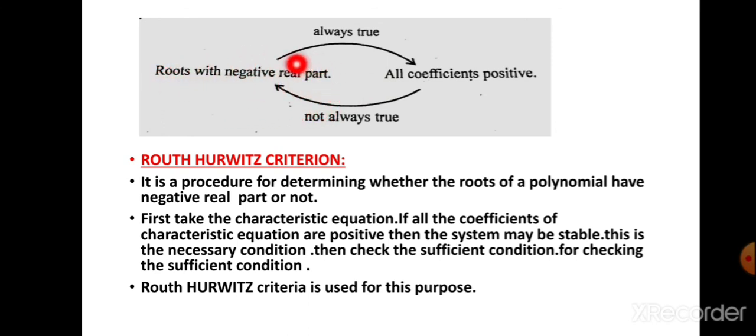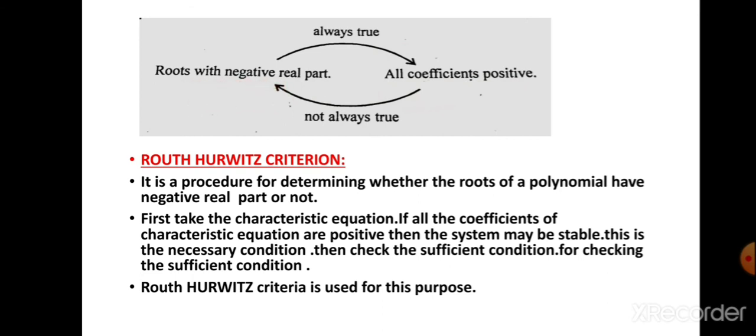So this is the necessary and sufficient condition for checking stability. If all the roots have negative real parts, then the system is completely stable. If the roots have negative real parts, it indirectly indicates that the coefficients will be positive. So this condition is always true, and it is the condition for stability, but the backward condition is not always true. If all the coefficients are positive, you cannot predict that the roots have negative real parts, so you cannot say the system is stable. You have to check this condition also.